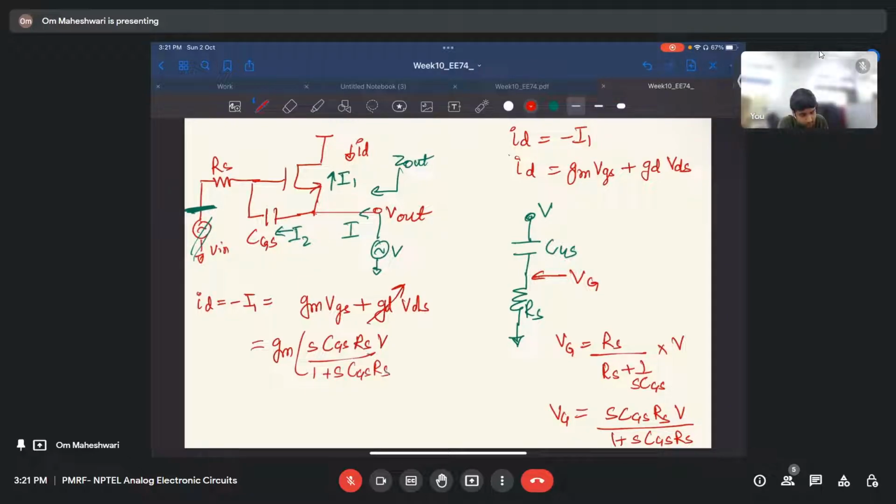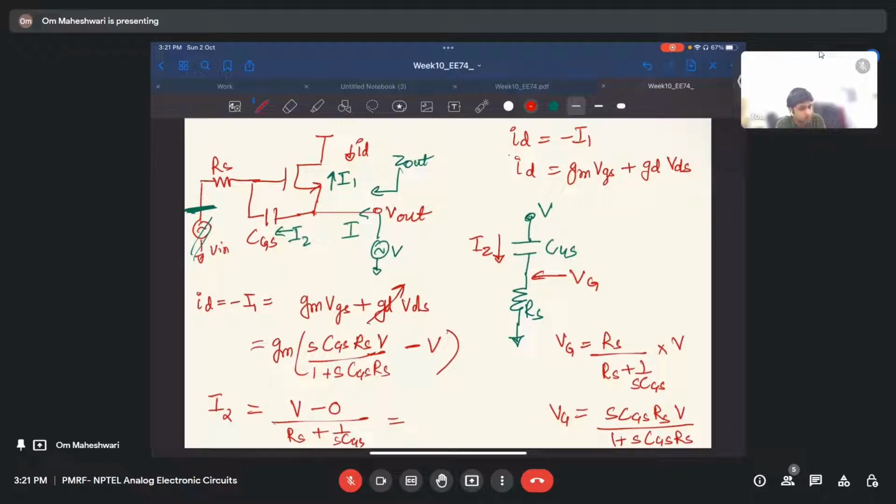So this is VG minus, and at source it is simply V. So let it be. Now I'll write I2. I2 is simply the current flowing through this path, right? So I2 is V minus 0 by RS plus 1 by SCGS.